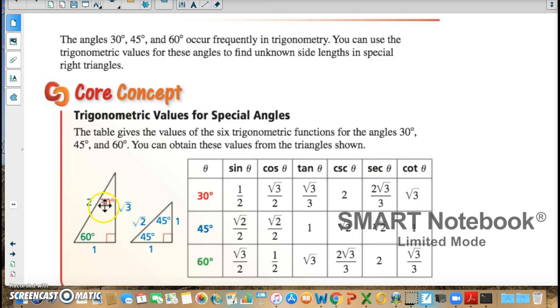This is a 30, 60, 90 triangle. Call it half of an equilateral triangle. So if the smallest side is 1, the hypotenuse is 2, and the leg is the square root of 3. Pause now and check to see that the Pythagorean theorem works for these two triangles.